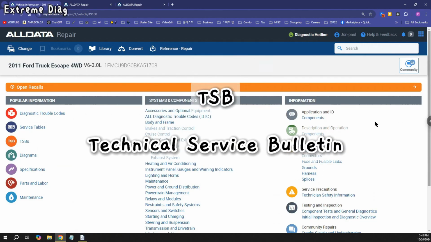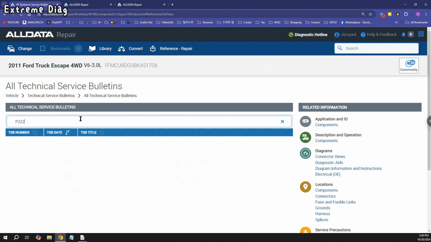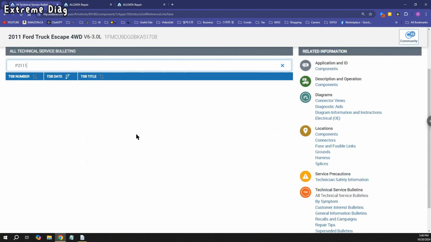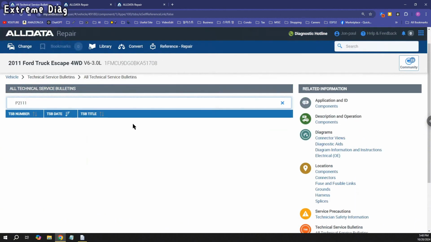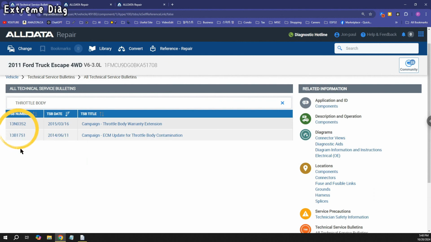First, I'll check the TSB. I'll search for the error code P2111. Nothing comes up. I'll try searching for throttle body instead. 2 results appear. Having worked at Ford before, I can tell from the document number format that both of these are recall notices. I'll check the bottom one first.